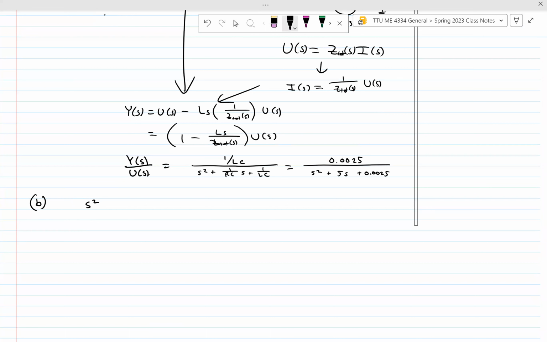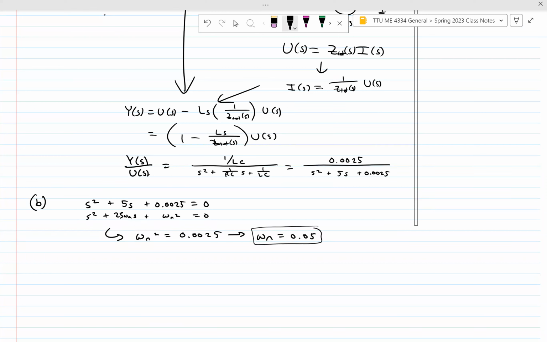Right, so we had S squared plus 5 times S plus 0.0025 is equal to 0 was our characteristic equation. S squared plus 2 zeta omega n S plus omega n squared. Thankfully, we had a 1 already in front for both of our S squareds here. Omega n squared is equal to 0.0025, or omega n is equal to 0.05. Good. We got that one. And then what is zeta?